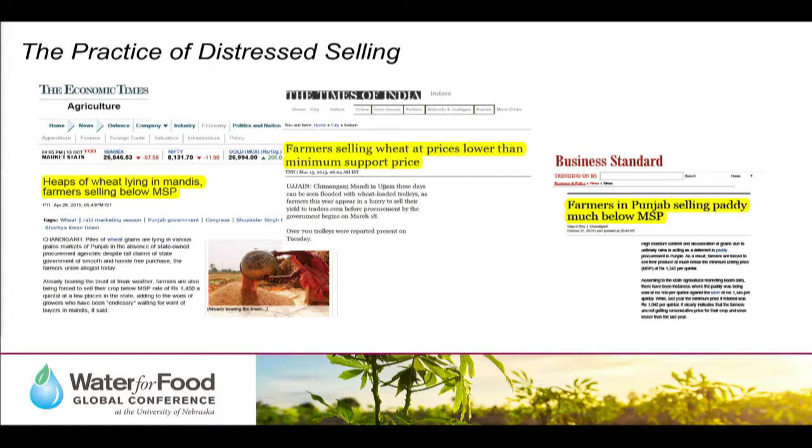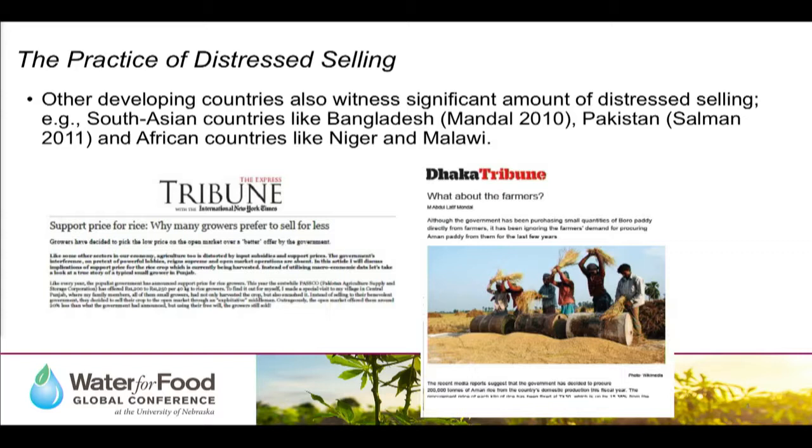So this practice of distress selling has been reported widely in the media of these countries. Here I have provided a snapshot of some media coverage on distress selling in India. As you can see from the headlines, maybe they're not that visible at the back, but essentially they're reporting that farmers are selling their produce at prices much, much lower than the support price offered by the government. A similar practice has been observed in other countries as well, including Bangladesh, Pakistan, and other countries across the globe.